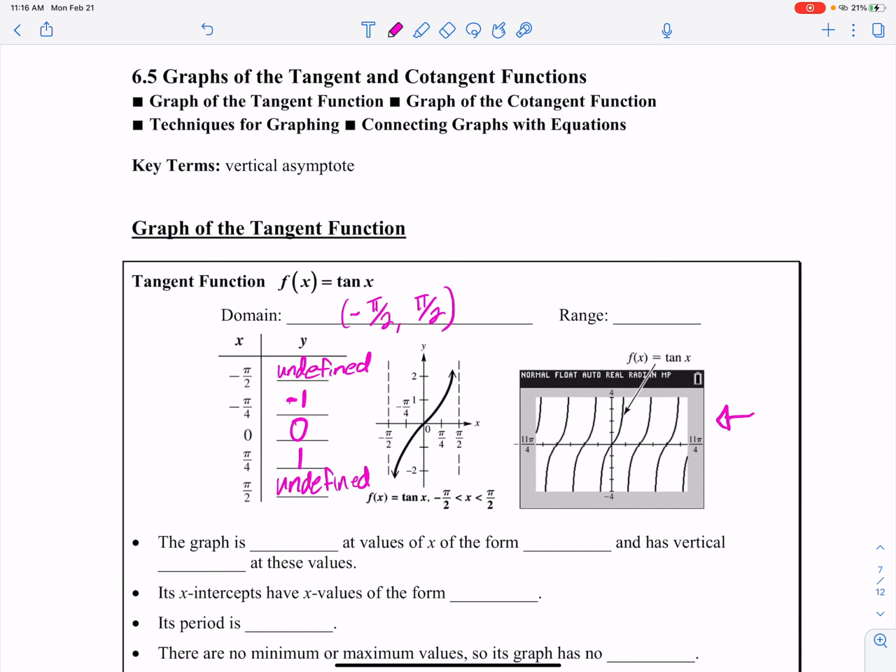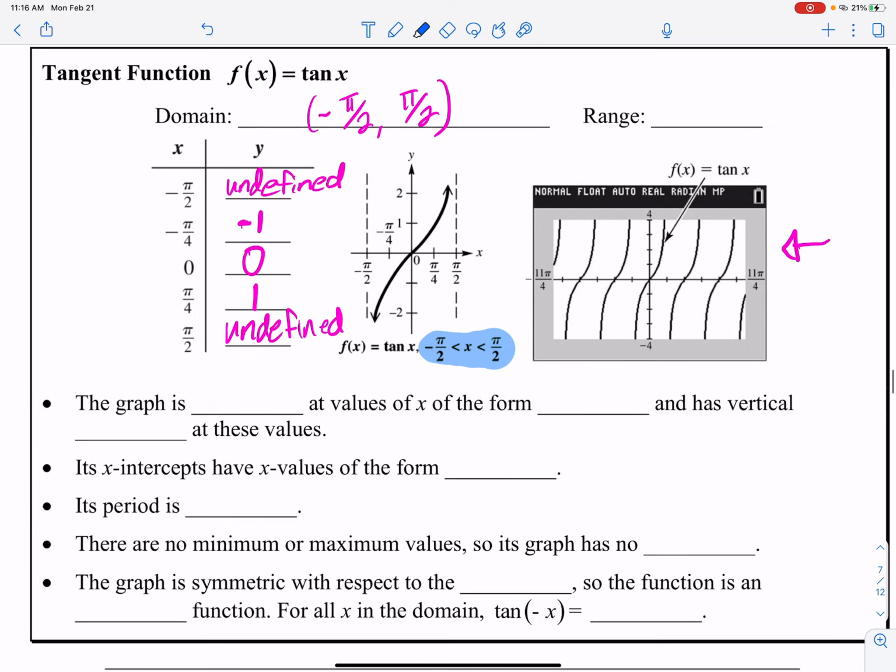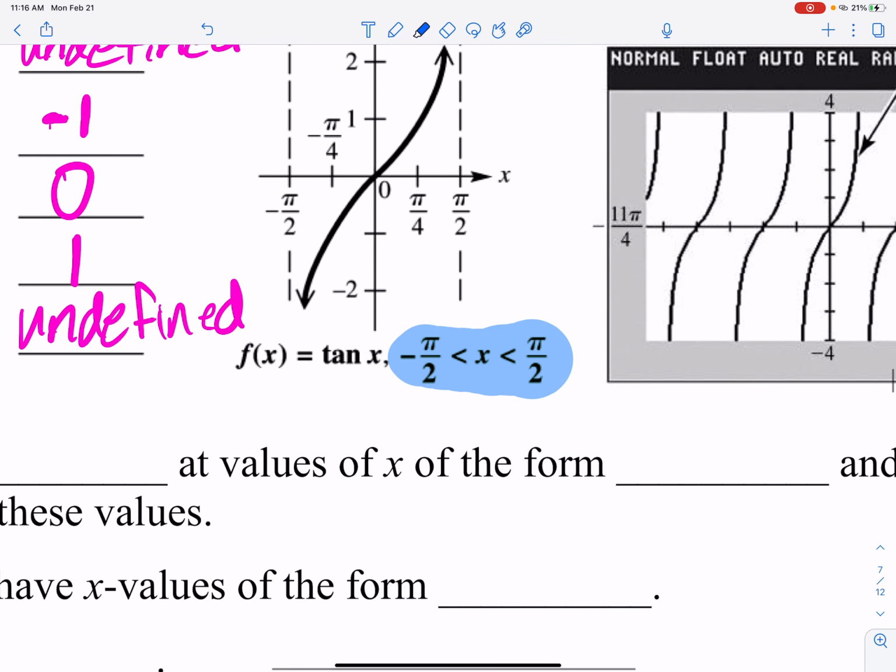It has a repetition of periods there. Normally the first period, this is a big one here, we always define it between those two values. Negative pi over 2, I'm going to zoom that in for you guys. Negative pi over 2 to pi over 2. Anytime they ask what is tangent defined on, it's going to be negative pi over 2 to pi over 2. And the reason is notice on our graph here, that's when the periods start over, right?